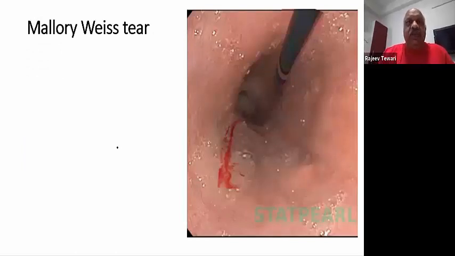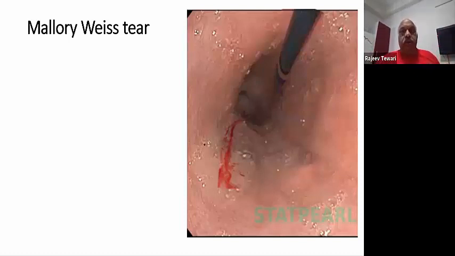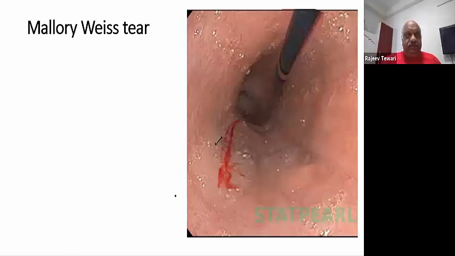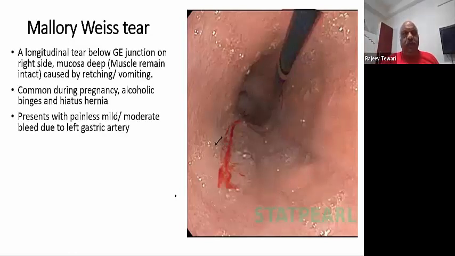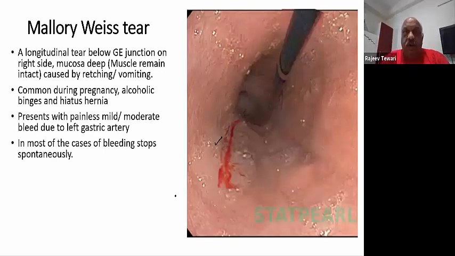Another upper GI bleed is Mallory-Weiss tear, which is a barotrauma. The tear you see is a longitudinal tear on the right side, just below the GE junction. Next slide. Just put this arrow, yeah. So it's a longitudinal tear just below the GE junction.